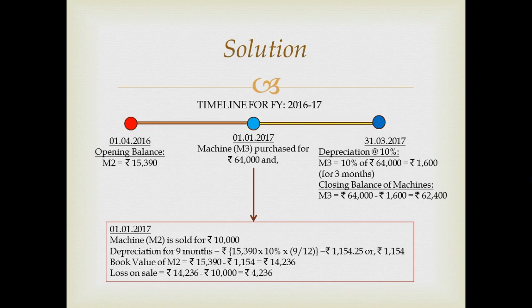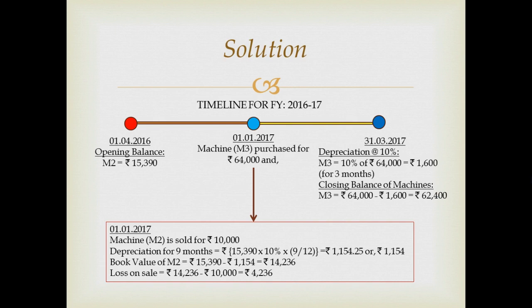Book value of machine M2 becomes 15,390 minus rupees 1154, which is rupees 14,236. So clearly there has been a loss on sale of rupees 4236 as it has been sold for rupees 10,000.